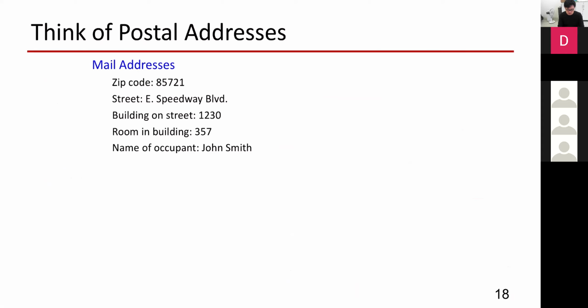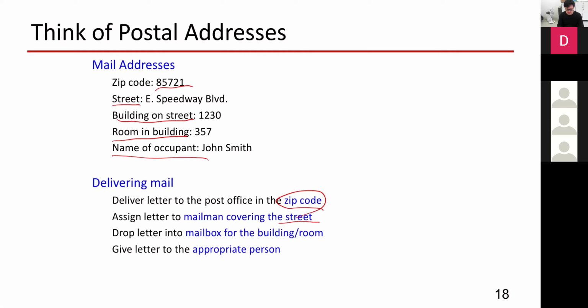Okay, so mail addresses have a zip code, street, building, room, and name of recipient, all hierarchical. So delivering mail: deliver the letter to the post office according to the zip code, assign the letter to the mailman covering that street, drop the letter into the mailbox for the building or room, and give the letter to the appropriate person.